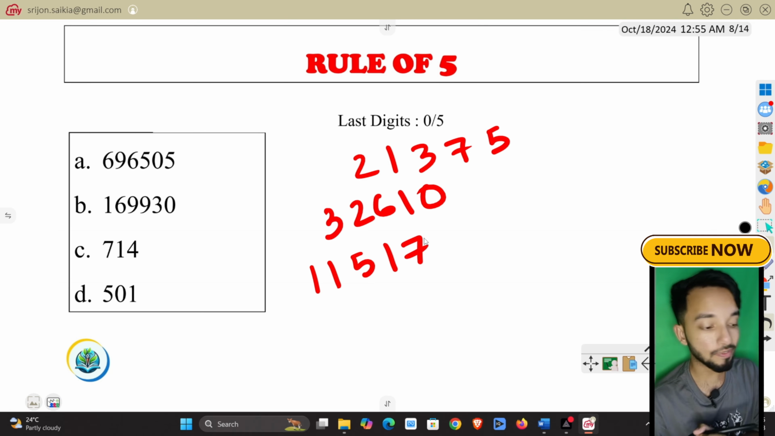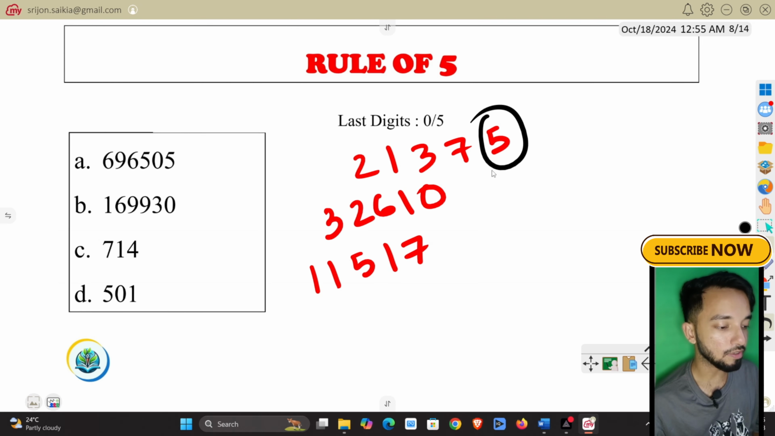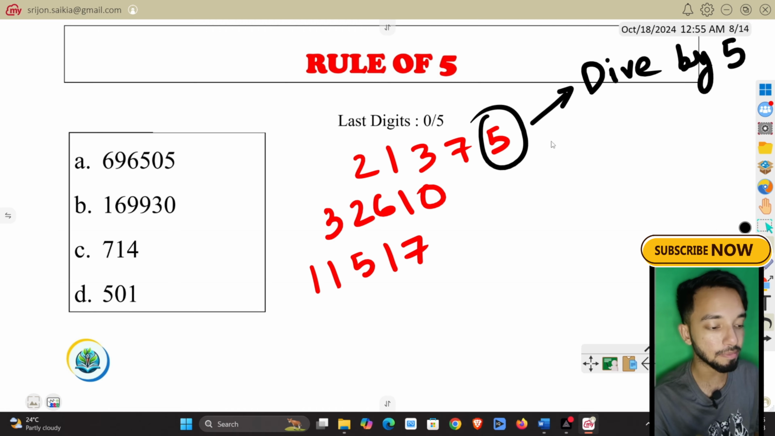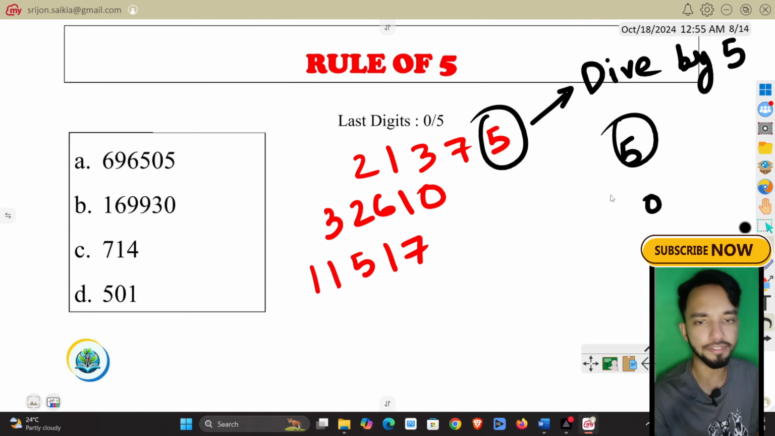We need to check whether these numbers are divisible by 5 or not. Very simple. Just take the unit place. Here the unit place is 5. If it's 5, then it's divisible by 5. The simple thing that you need to remember is to check the unit place. The unit digit should be 5 or 0. If it's 5, then it's divisible by 5. Even if it's 0, then it is divisible by 5.